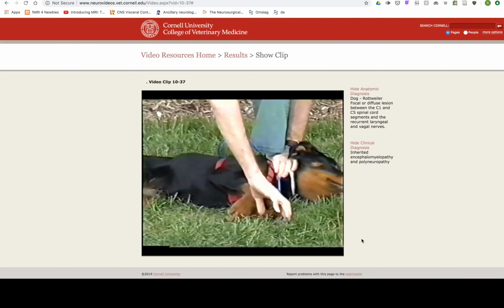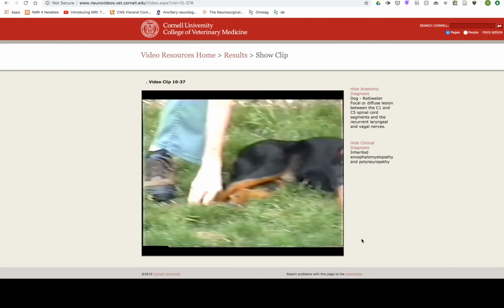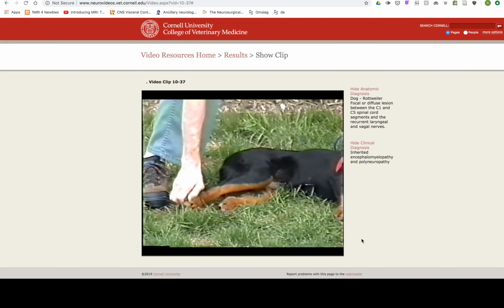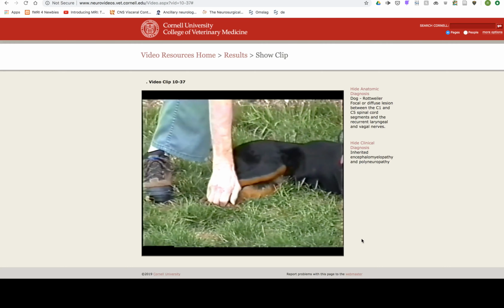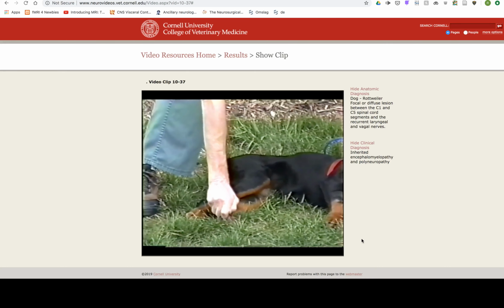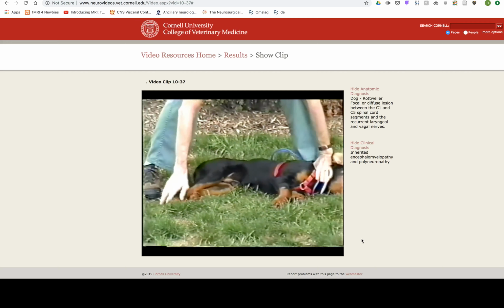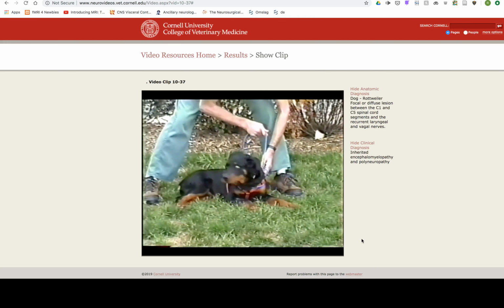Other inherited disorders in the Rottweiler breed. In addition to this inherited disorder, at least 6 other presumably inherited degenerative disorders of the nervous system have been reported in the Rottweiler breed. In our experience, the disorder that we have described in Hans, that is, inherited encephalomyelopathy polyneuropathy, is, by far, the most common one that we currently see in this breed. The following is a brief description of the others.